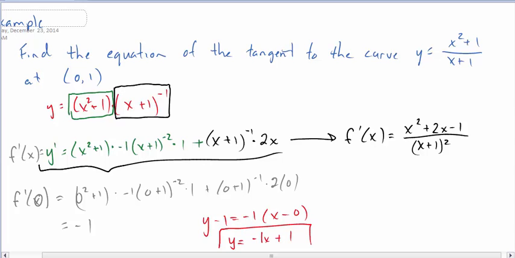In the next video, we will go through something known as the quotient rule.